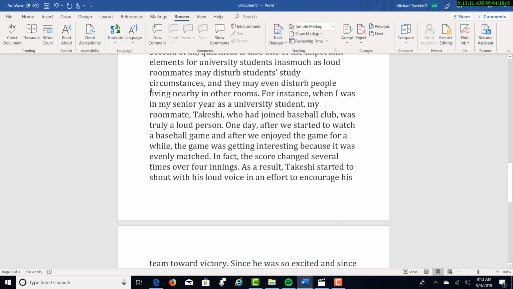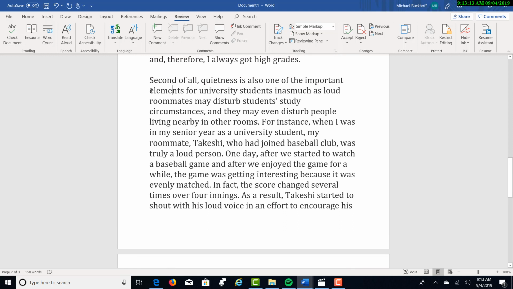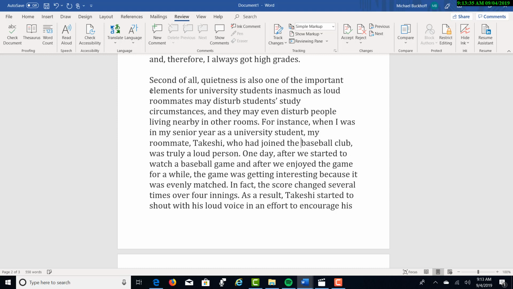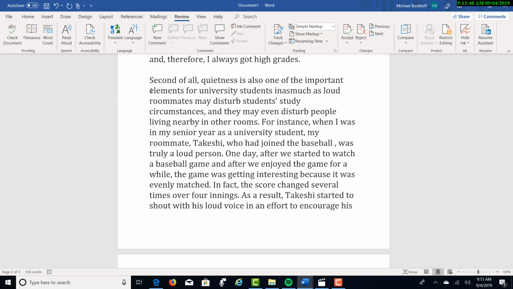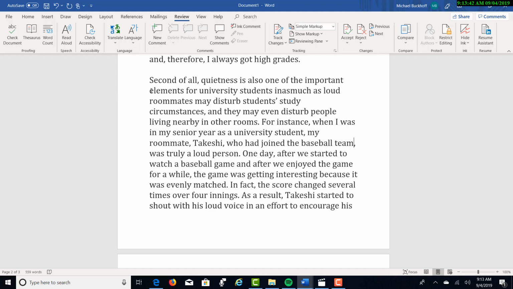Second of all, quietness is also one of the important elements for university students, inasmuch as loud roommates may disturb students' study circumstances, and they may even disturb people living nearby in other rooms. For instance, when I was in my senior year as a university student, my roommate Takeshi, who had joined the baseball, I wouldn't say club, I'm going to say the baseball team, was truly a loud person.